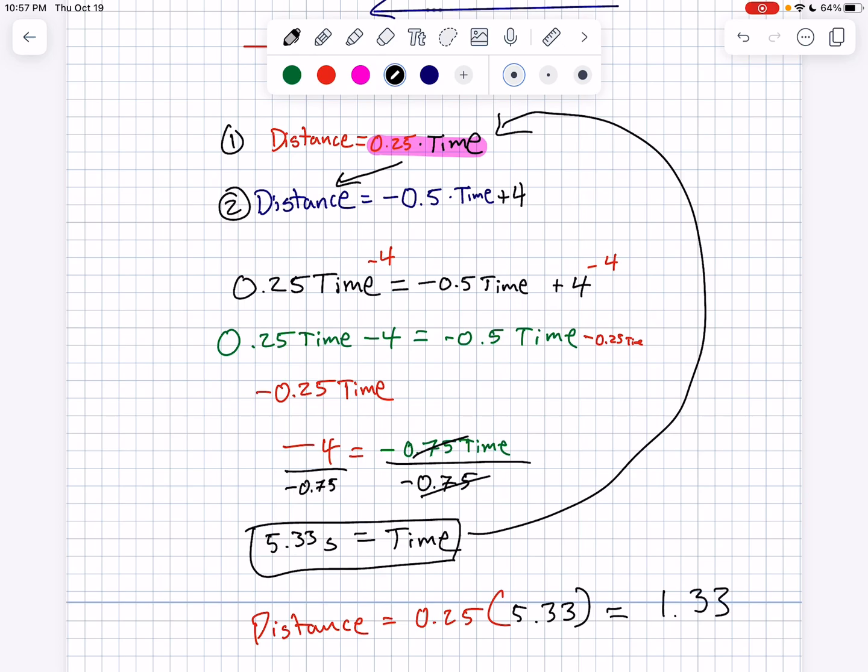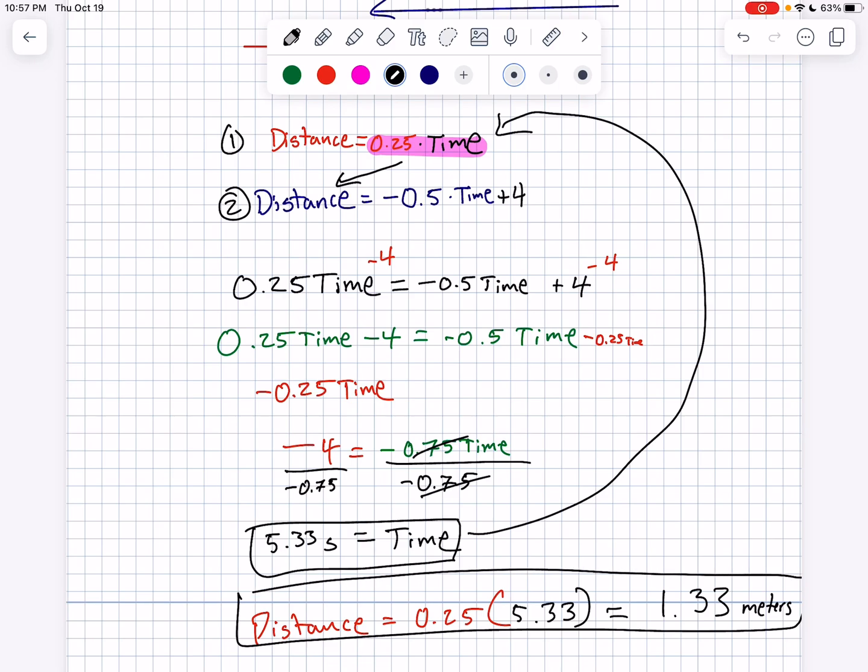1.3325. I'm just rounding here. Meters. So that should make sense, right? You always want to look at, does that make sense?